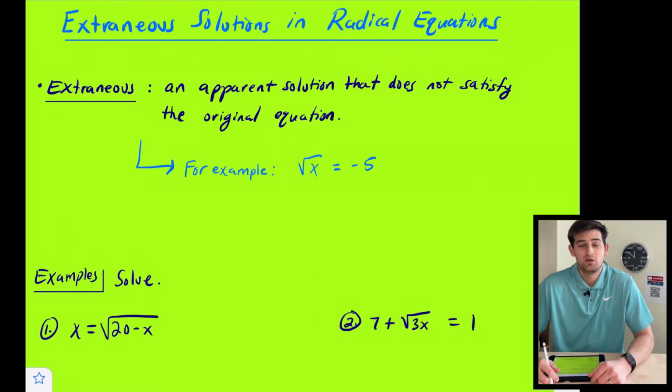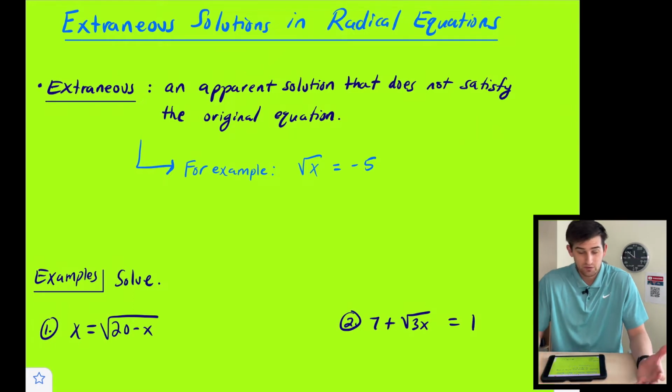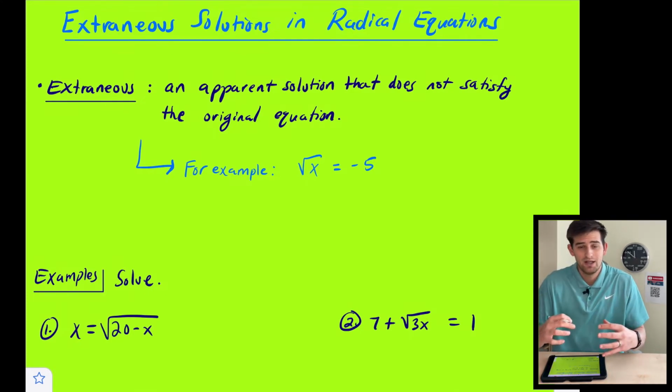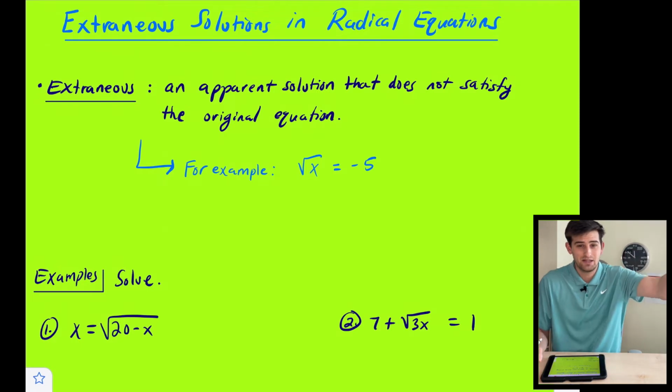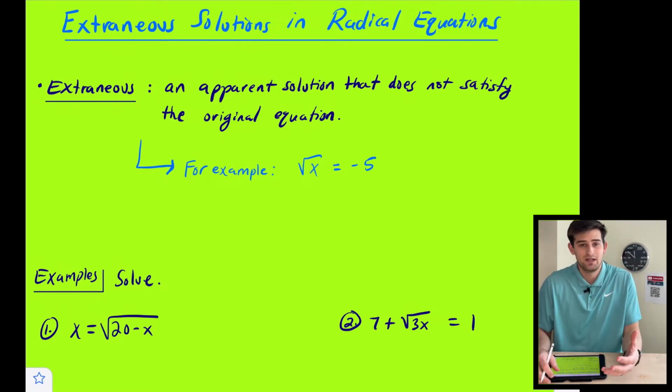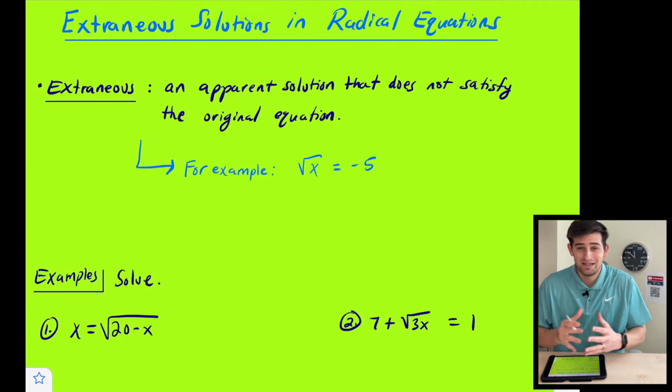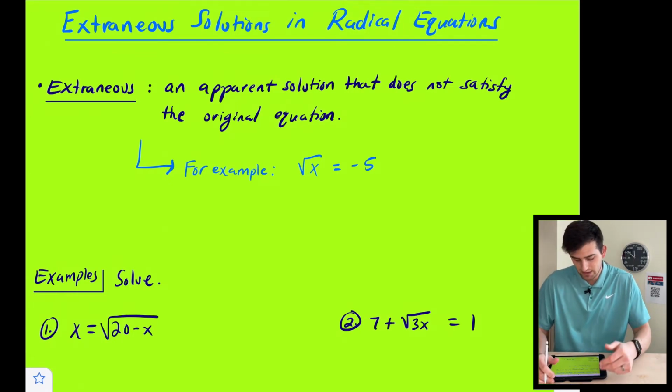Hello everybody, in this video we're going to talk about extraneous solutions in radical equations. So let's remember what the word extraneous means. It's just an apparent solution that does not satisfy the original equation. That's when we solve the equation, take that solution and plug it back into the original equation, and it does not satisfy, right? So it appeared to be a solution, but once we checked our work, it actually did not satisfy the original equation.